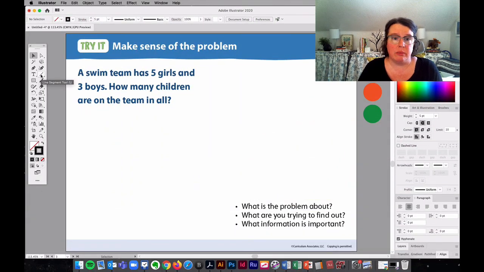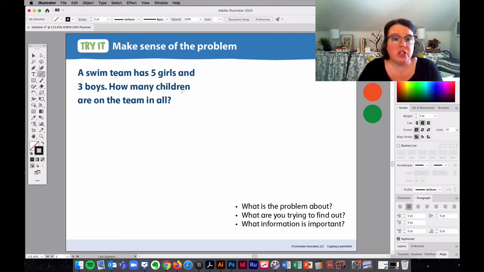A swim team has 5 girls and 3 boys. How many children are on the team in all? The first thing we have to decide is what this problem is about. And I have to look at the words to decide that. I see the word swim team and I see the word children. So I think it's about a swim team with children on it.